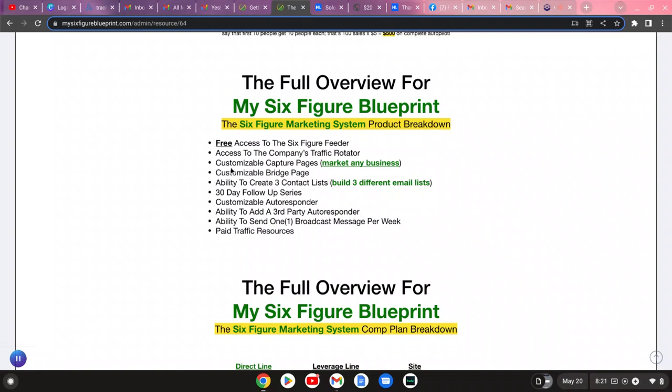Let's see, where did I leave off? Okay, you're going to get customizable capture pages. Let me tell y'all something, these are some nice capture pages. This marketing system is crazy. I joined the marketing system. It is wonderful. I love it. And the capture pages are awesome.